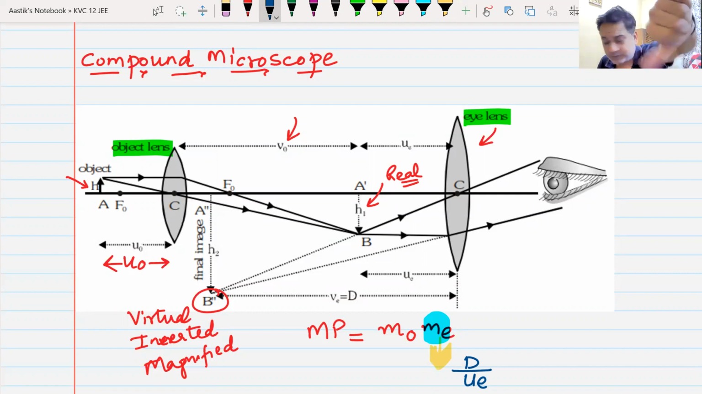Yes or no? Now look at this objective. This objective is a simple lens. And what is the magnifying power of a simple lens? V divided by U. Yes or no, my dear friends?